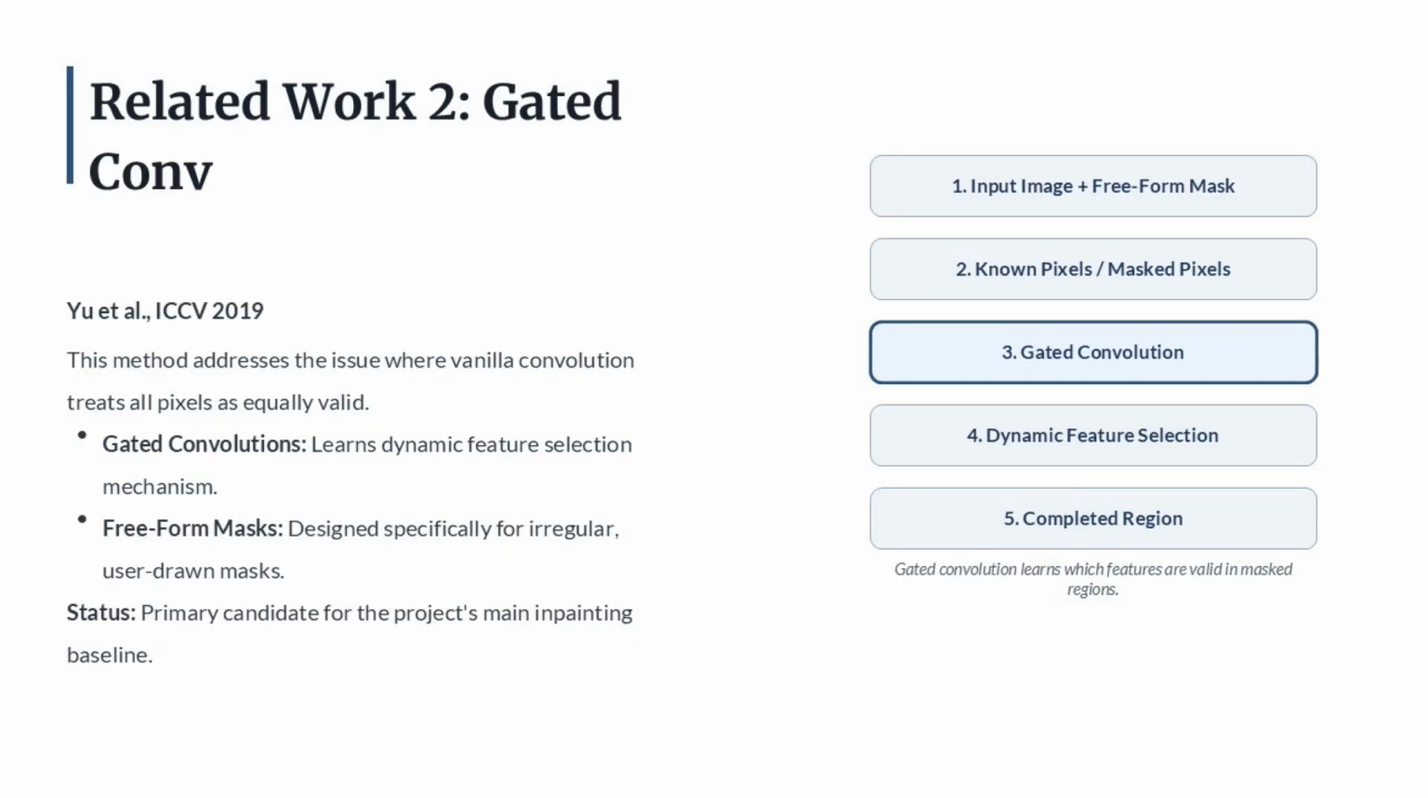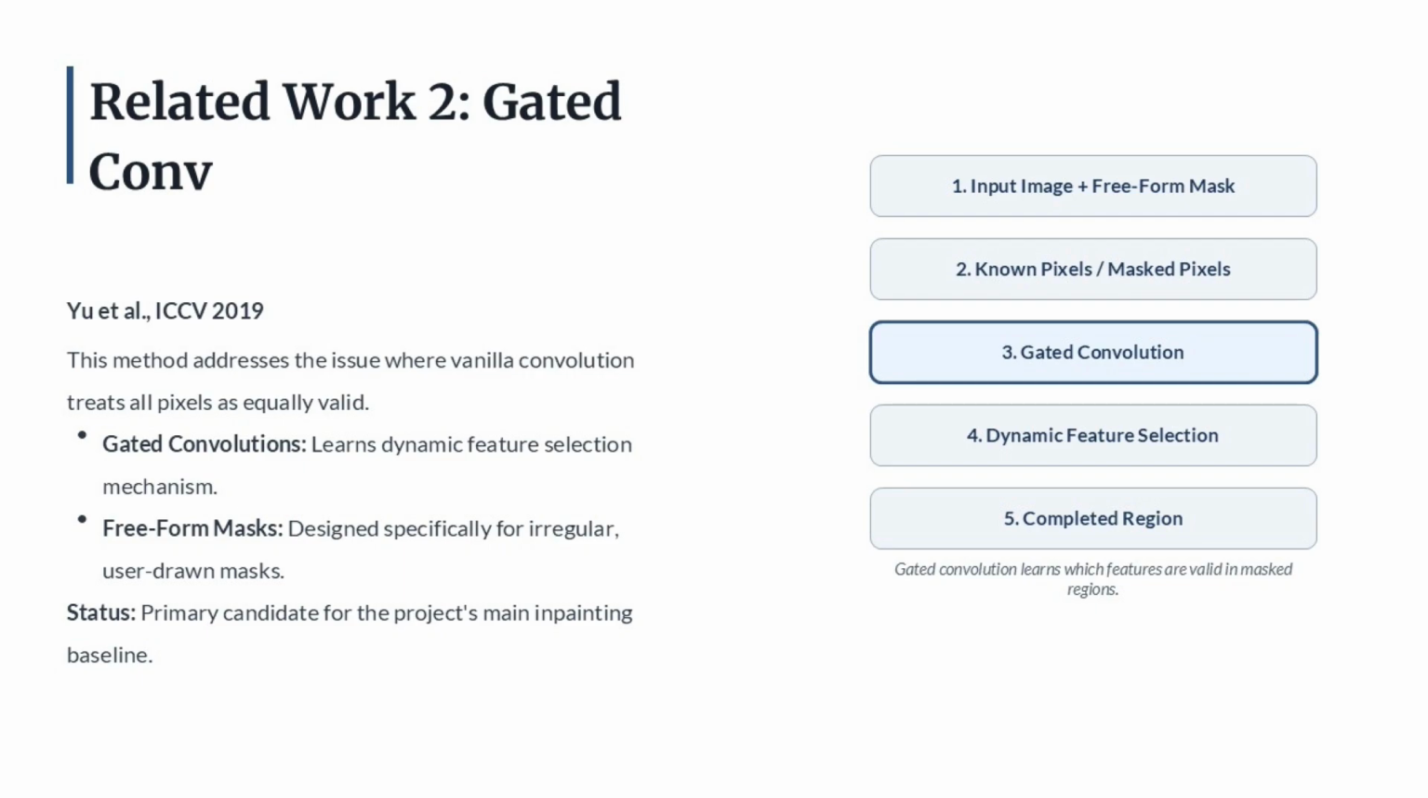The second related work is Freeform Image Inpainting with Gated Convolution, proposed by Yu and colleagues at ICCV 2019. This method is highly related to my project because it is designed for free-form masks. In object removal, masks are often irregular and user-drawn. They are not always clean rectangles. For example, a user may draw a mask around a person, a car, a wire, or a piece of text.